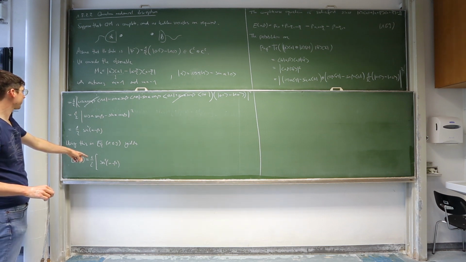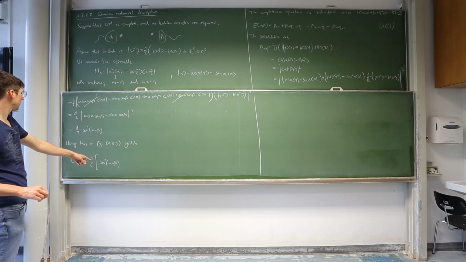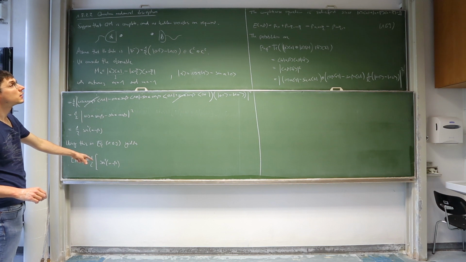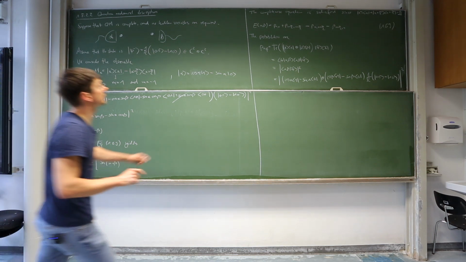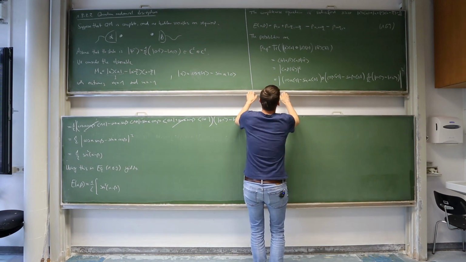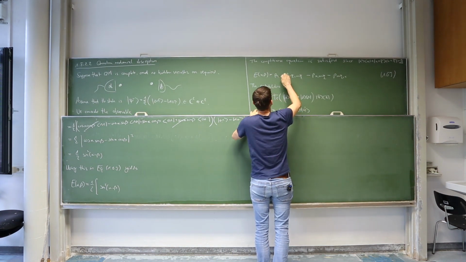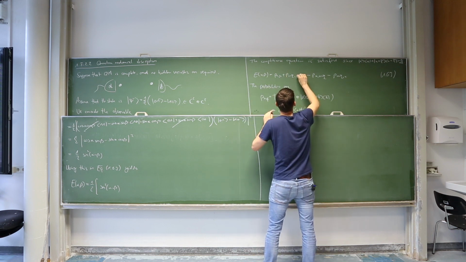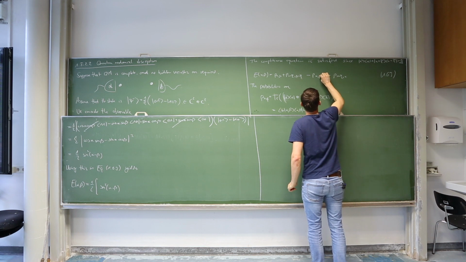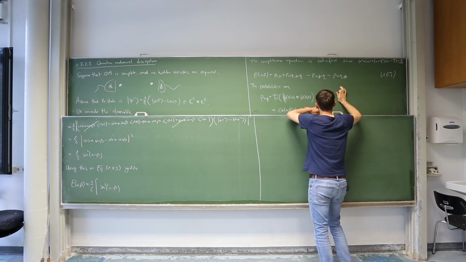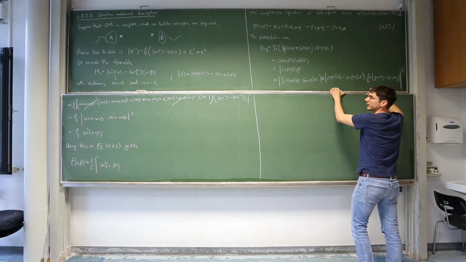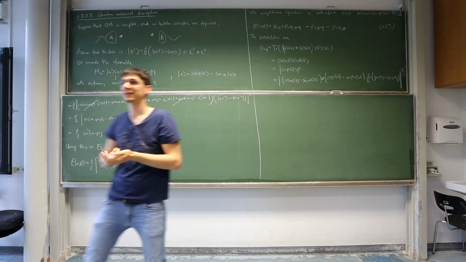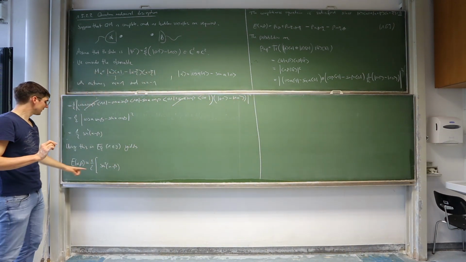Sorry, because I did a mistake here. Okay, here I did a mistake. This must be beta. And this must be beta. And this also. And this also. Okay. Because at the second detector we measure at angle beta, right? Not angle alpha. Okay, now I'm not confused anymore.